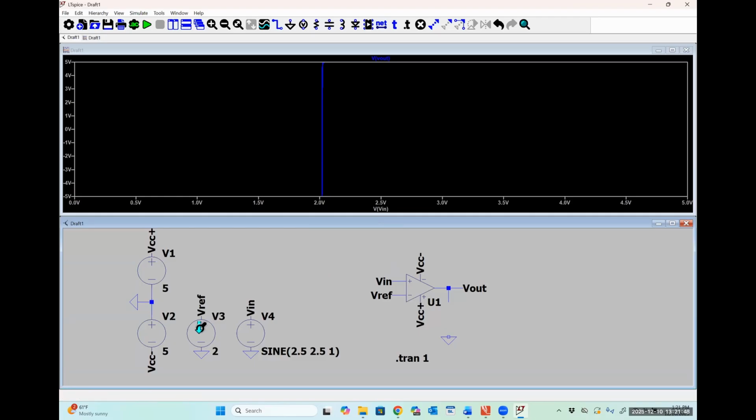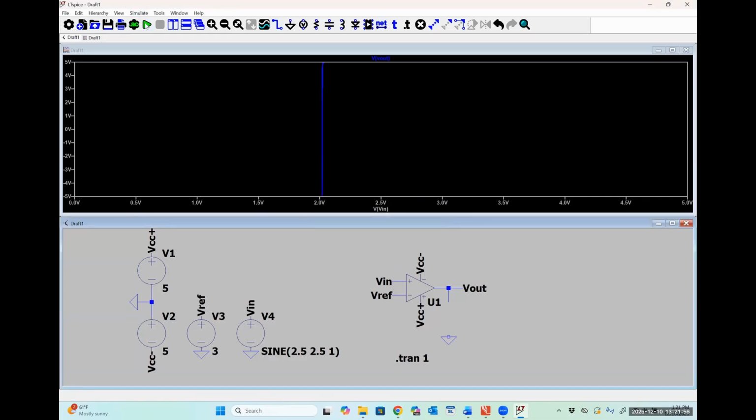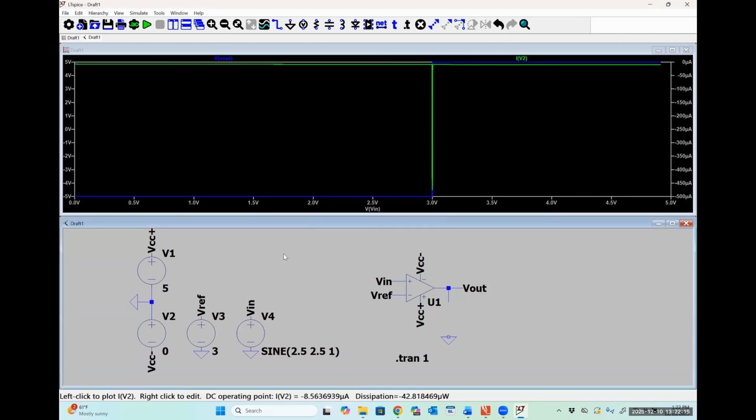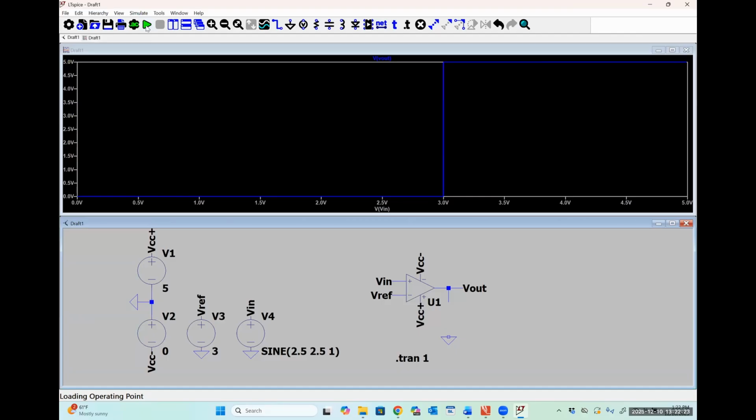So there's Vn, there's Vref. This needs to change from 2 to 3. And if we run this, we see whenever our input signal is greater than 3 volts, it saturates to 5. Whenever our input signal is less than 3 volts, we're saturating to -5. So I should change this guy down here to 0. My apologies. Rerun. Yep. So we get the exact behavior that we want.